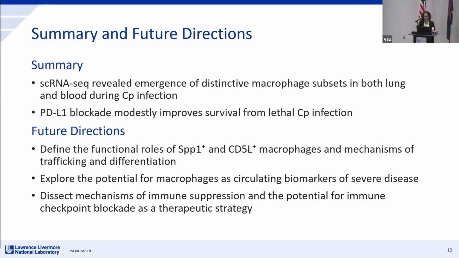So for future directions, we're really interested in defining what the functional role of the SPP1 and the CD5L macrophages might be during cocci infection, as well as investigating mechanisms of their trafficking and differentiation. Are they emerging in the lung and then trafficking to the blood, or are they emerging separately in the lung versus the blood, and what implications does that have for infection? We also want to explore the potential for using these macrophages as circulating biomarkers of severe disease, as well as further dissecting mechanisms of immune suppression and the potential for using immune checkpoint blockade as a therapeutic strategy.